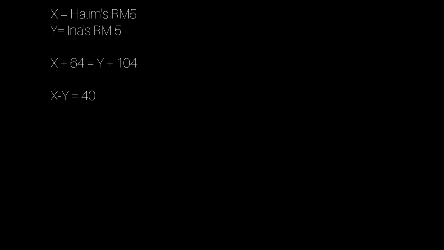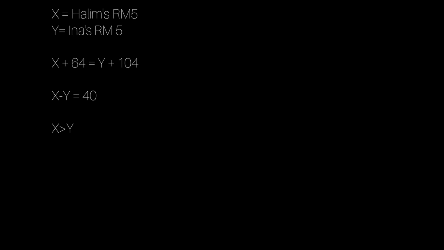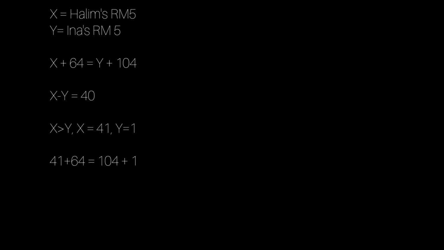Now we know that the difference between them is 40. x must be bigger than y because we must balance the equation x plus 64 is equal to y plus 104, so it has the same answer. We cannot use the number 40 as our highest possible outcome because y will be equal to 0. So in order to solve it, we must add 1 to both sides of the equation.